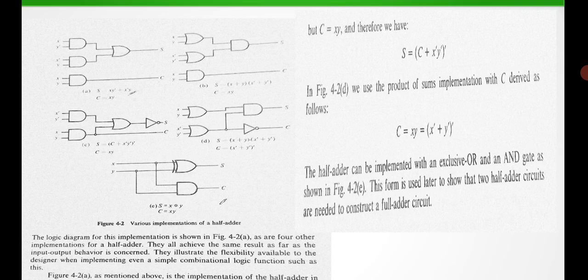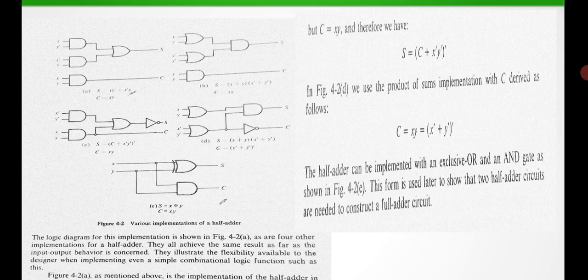Fine. Now for figure 4.2d, you can concentrate on the D image. We use the product of sum or POS implementation with C derived as... Now how have they derived the C? They derived the C in the following form: C equal to XY, that is also equal to X dash plus Y dash to the whole dash. Now when you go for X dash plus Y dash to the whole dash, ultimately it can be represented as X into Y as well.